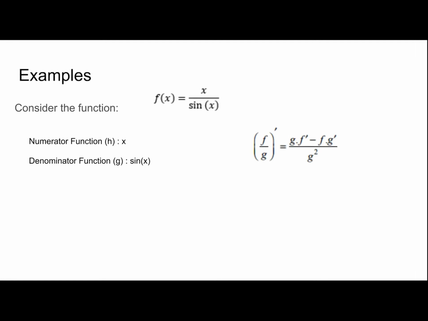Our formula states that g times f dash minus f times g dash over g squared is our derivative. So therefore, our h dash of x is 1, g dash of x is cos of x. In this case, g times h dash of x will be our first part of the equation. So sine of x times 1 will be sine of x at the top, minus f times g dash, so that would be x times cos x. So it would be sine x minus x times cos x over sine squared x, as shown here: sine x minus x cos x over sine squared x.